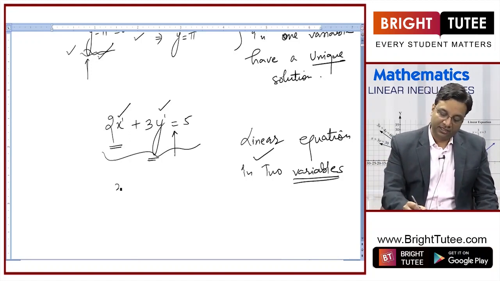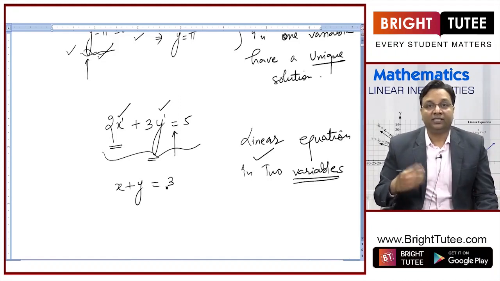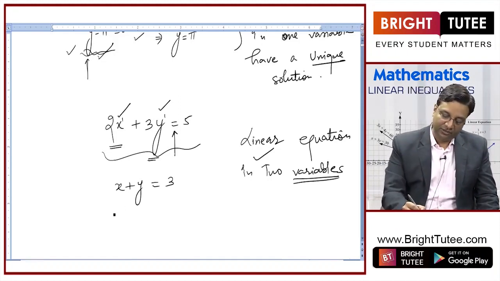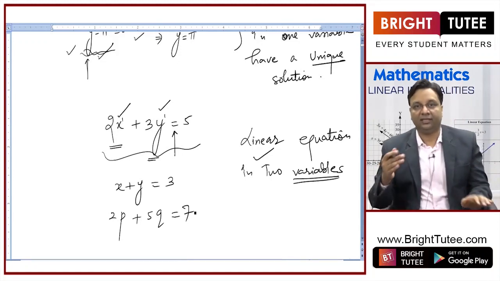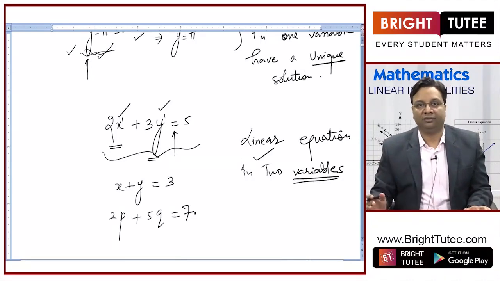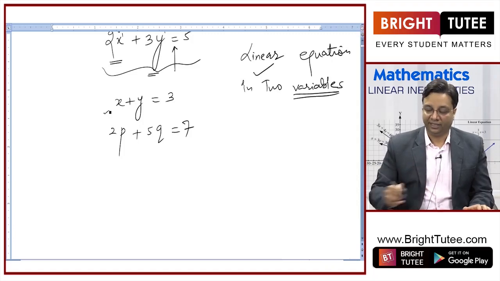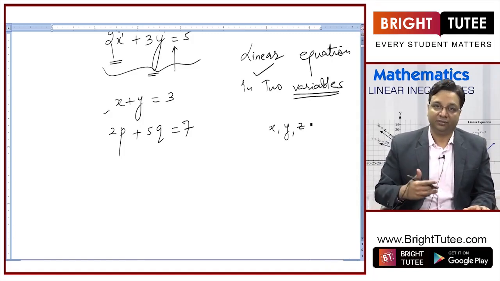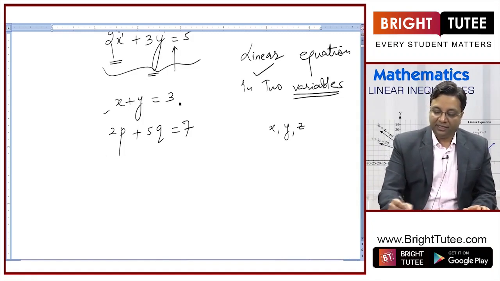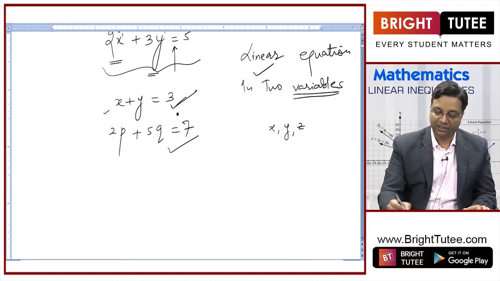Another example can be x plus y equal to 3. It is not necessary that you always take x and y. You can take p and q also, or any other letters, any other alphabets for the variables involved, right? Generally we take x, y, z, etc. as our variables. So these are linear equations in two variables, right? This one and this one.